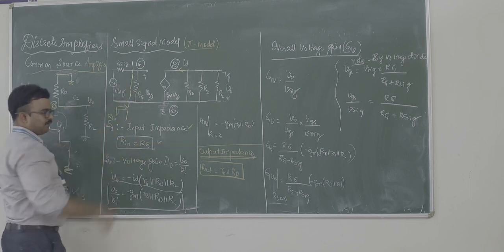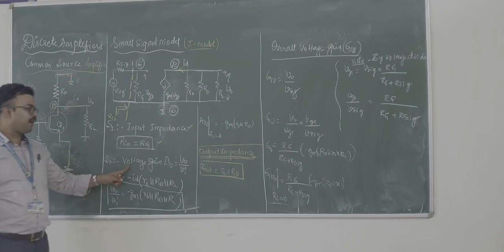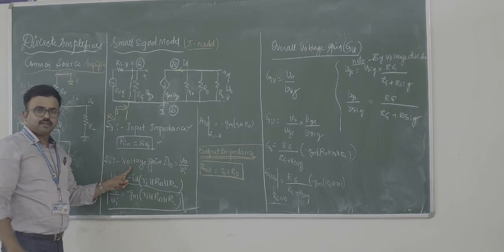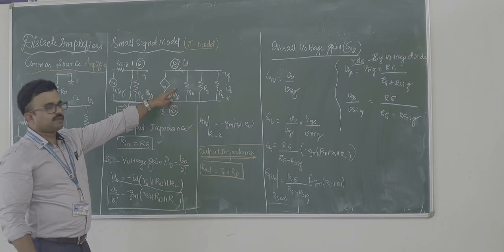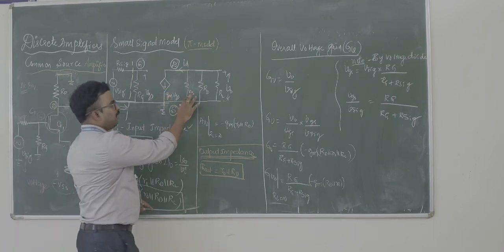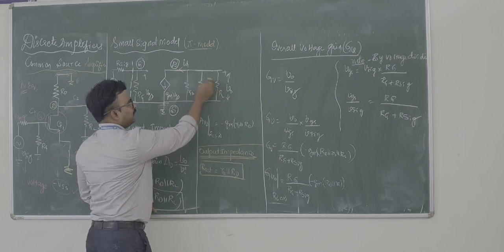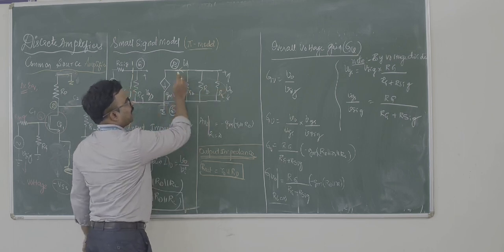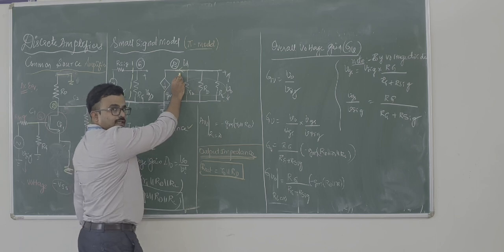So this is found. Next thing, to find voltage gain, how do I find it? Observe the circuit. No other complicated rules are required or employed. Three resistors are in parallel. Current is away from the load.